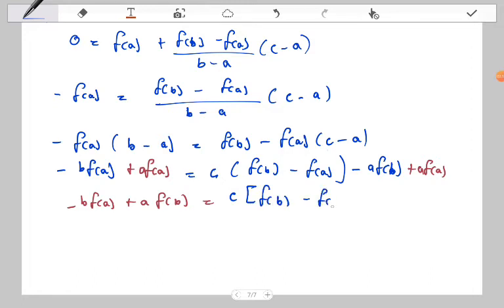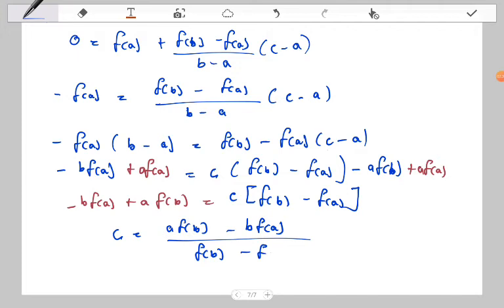So you make c the subject, that means you divide both sides by (f of b minus f of a), and you get c is the same as (a f of b minus b f of a) divided by (f of b minus f of a). So this is the formula that we are going to use to find our c now. So after finding c, we are proceeding with the same procedure as for bisection. You find c using this one.